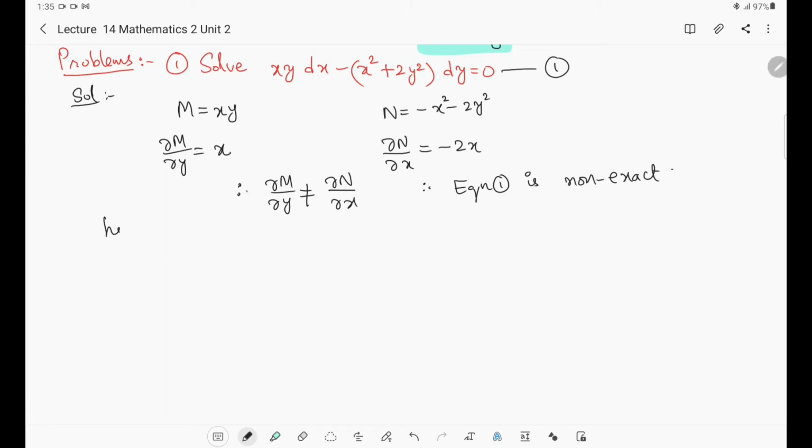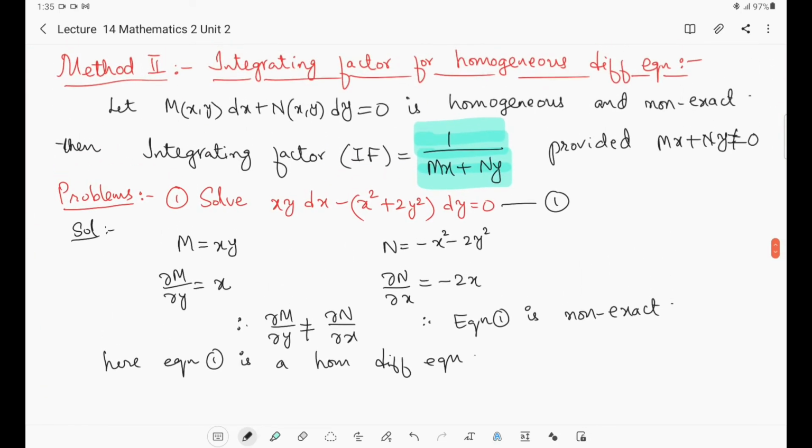So here equation 1 is a homogeneous differential equation and it is non-exact. If it is non-exact and homogeneous, then, as we have just discussed, the integrating factor is given by 1 by (Mx plus Ny).